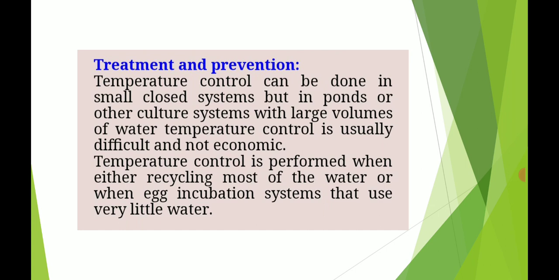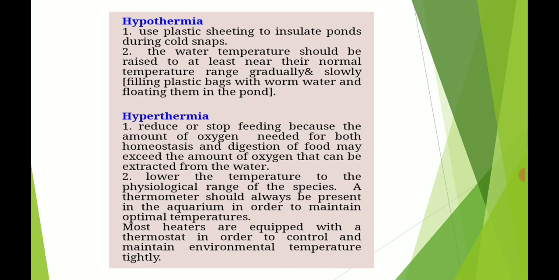Now, treatment and prevention. Temperature control can be done in small closed systems, but in ponds or other culture systems with large volumes of water, temperature control is usually difficult and not economic. Temperature control is performed when either recycling most of the water or in egg incubation systems that use very little water. Now we have seen what is meant by hypothermia and hyperthermia: hypo means low and hyper means high.